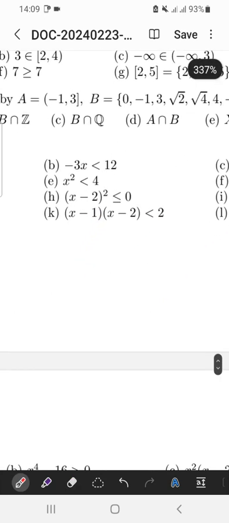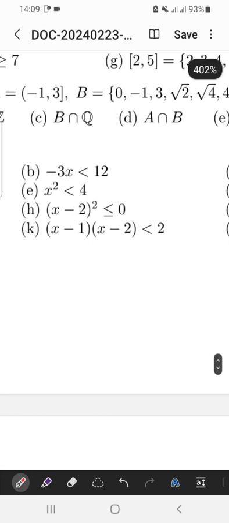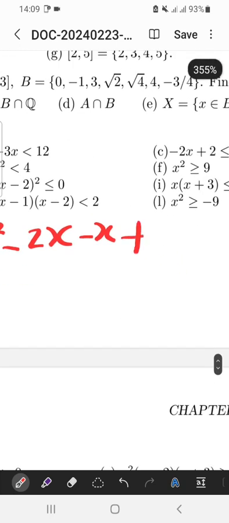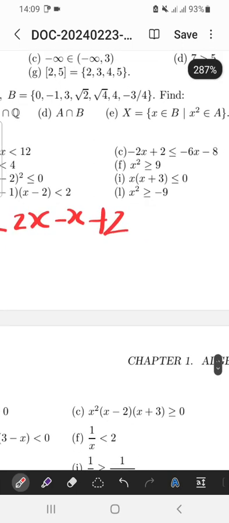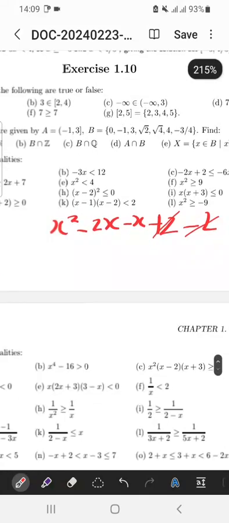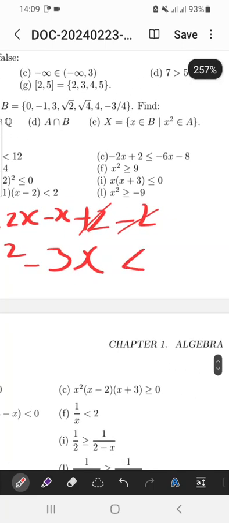Now k is already factored for you, but here's the thing, it's a trick question, right? You always want 0 on the right hand side. So what you do over here is simple. You multiply it out, using FOIL on these brackets over here. So it's x squared minus 2x minus x plus 2. Then we take the 2 on the right and put it on the left, so that's minus 2. Plus 2 minus 2 cancels, so x squared minus 3x will be less than 0.